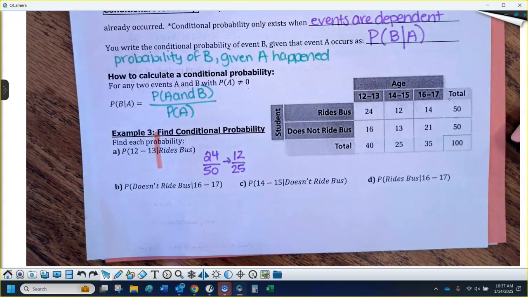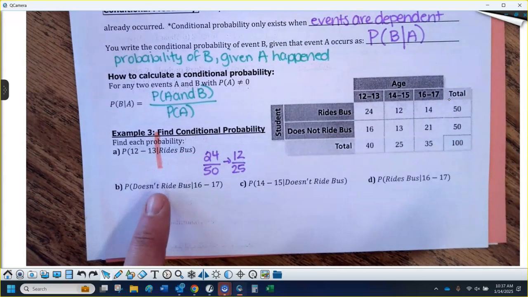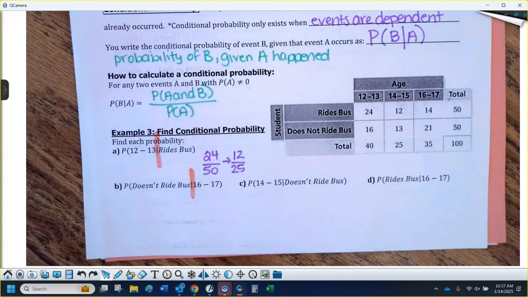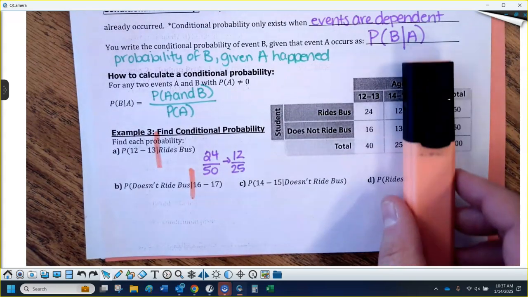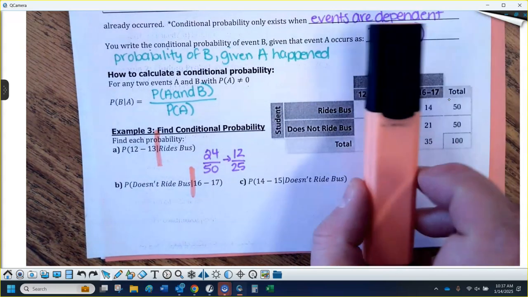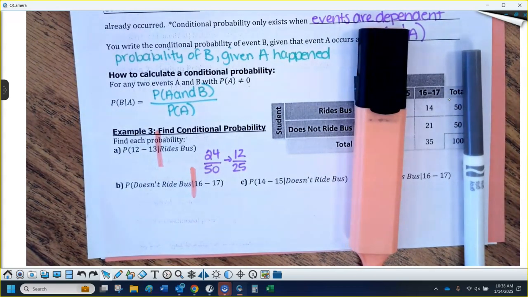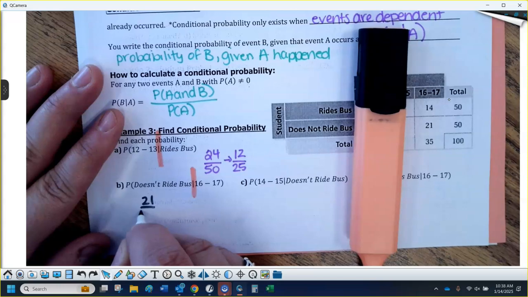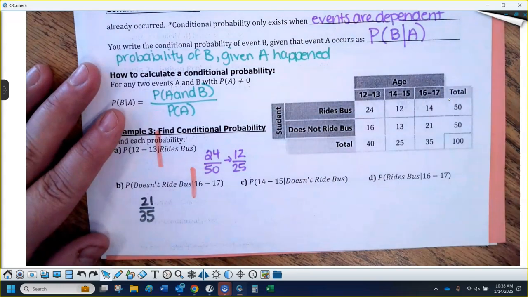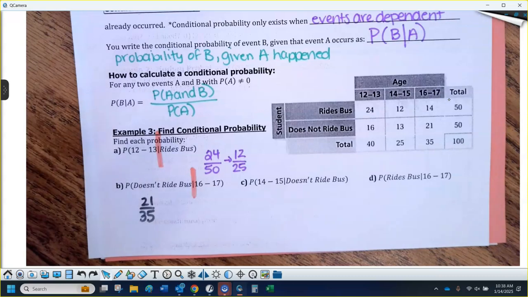So then if I look under here, conditional probability. Okay, probability they don't ride the bus given that they're in the 16 to 17 age group. I wouldn't look at any of the rest of the table. I'm given that I'm in that column, given that I'm in the 16 to 17 age range. What's the probability they don't ride the bus? So you're just going to grab that intersection, the people that don't ride the bus in that group, 21 out of 35. That's all you have to do. I don't think that reduces, but tell me if it does.